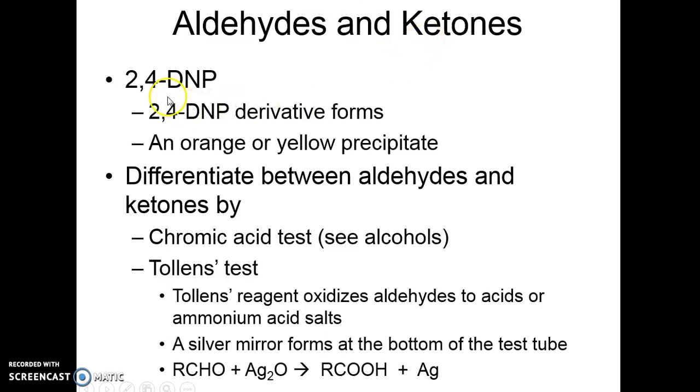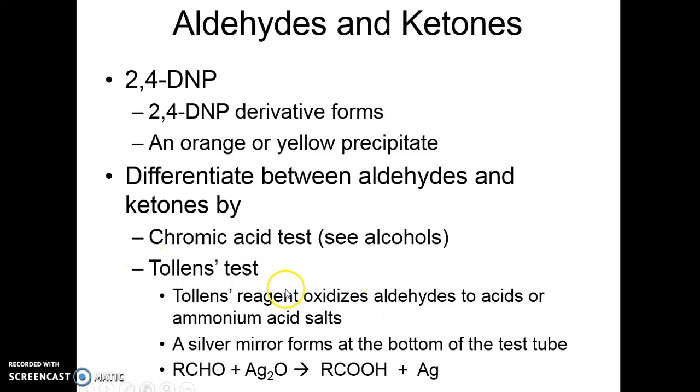Aldehydes and ketones will form a precipitate with 2,4-DNP. This actually forms a derivative. You can collect it and test the melting point to identify what the compound is based on the melting point of the derivative. An orange or yellow precipitate forms, and then you filter it off and you can recrystallize it and get a good melting point. To differentiate between a positive with the 2,4-DNP test and figure out whether that was an aldehyde or a ketone that reacted, you can run the chromic acid test or the Tollens test.